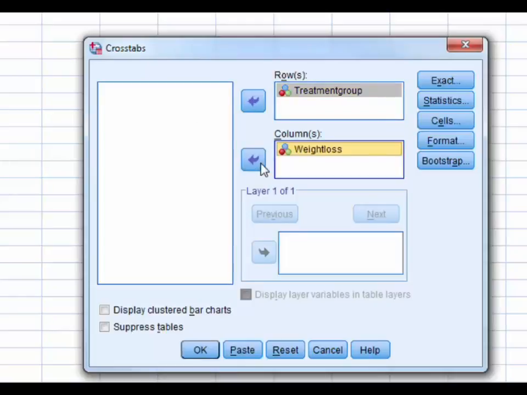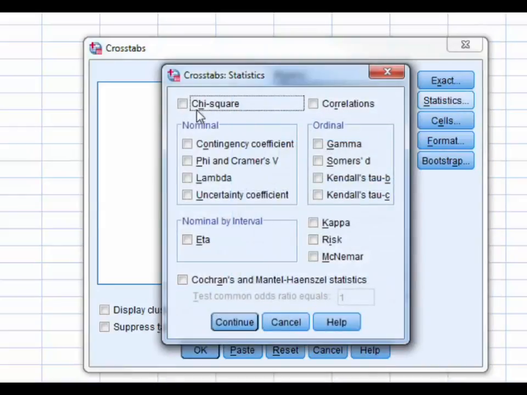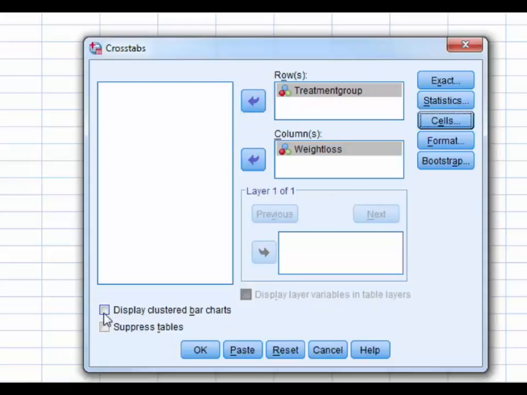Recall that our treatment group consists of 4 levels, 0, 1, 2, and 3. Our dependent variable consists of 3 levels, 1, 2, and 3. Click on Statistics, click on chi-square. Notice we'll also click on Display Clustered Bar Charts, and then click on OK.